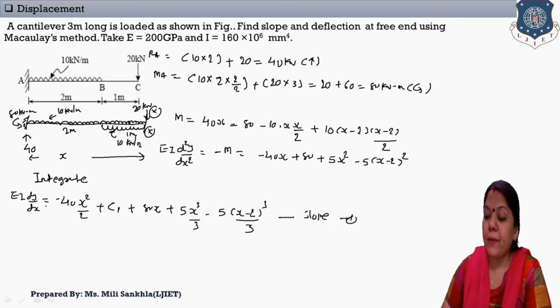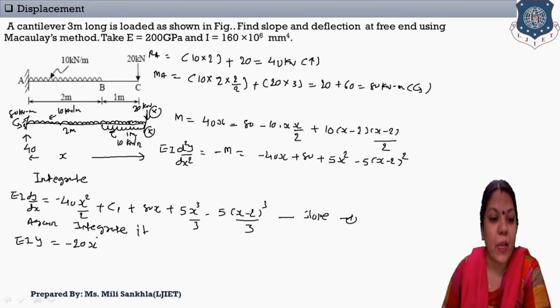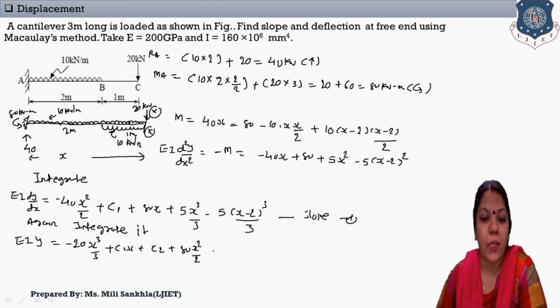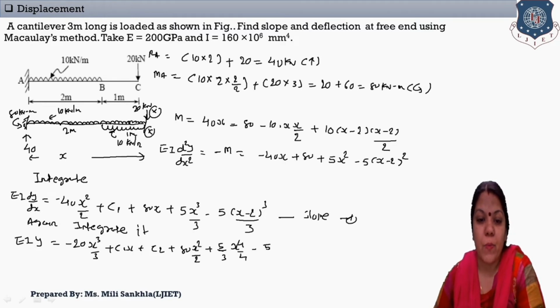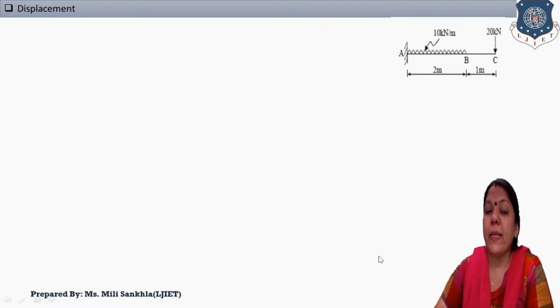Now again integrate the first equation. What will it be? EI y, the integration of dy by dx, is equal to minus 20 times x cube by 3, plus C1 x plus C2, and 80 x square by 2. Then there is no need to divide; 5 by 3 remains 5 by 3, x raised to 4 by 4, then minus 5 by 3, x minus 2 raised to 4 by 4. This is the equation of deflection, and this is our second equation. Now, in the next step, apply the boundary conditions.